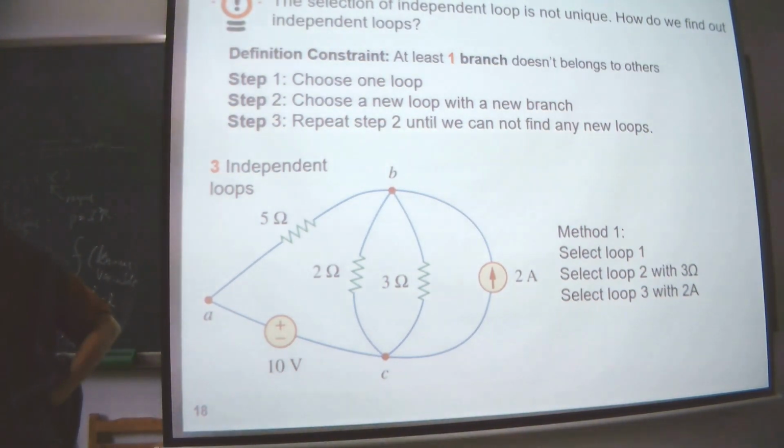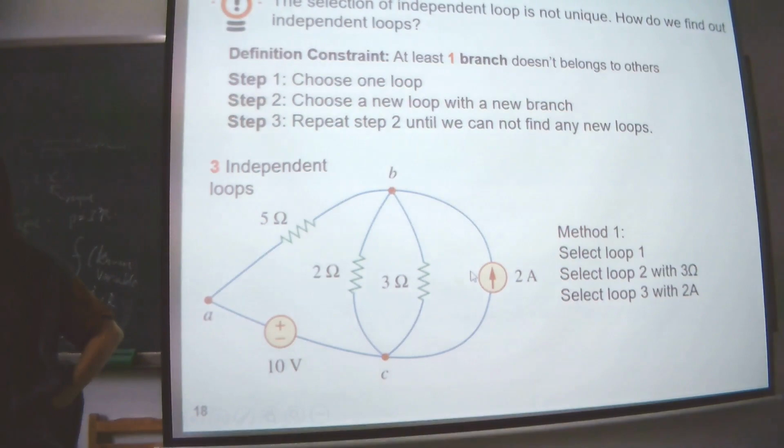So the selection of the independent loop is not unique. But how do we find independent loops? The best way to find the independent loops is the mesh. You know mesh? Mesh is the simplest independent loop.